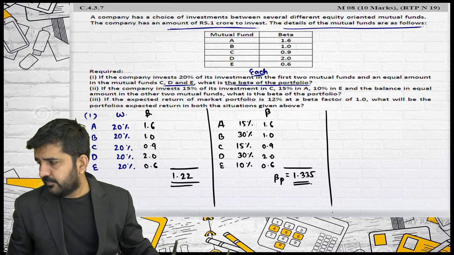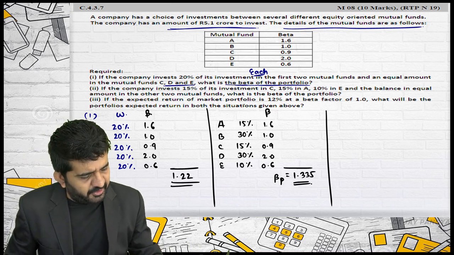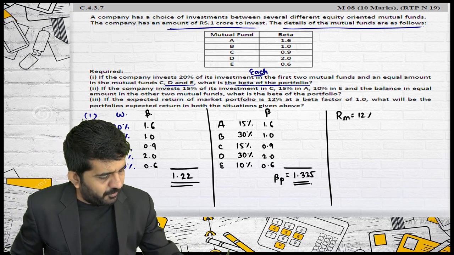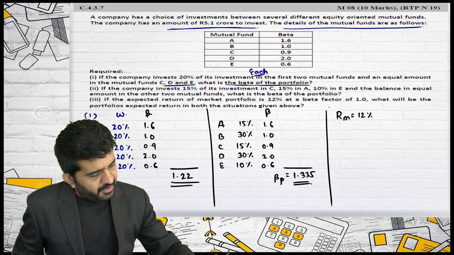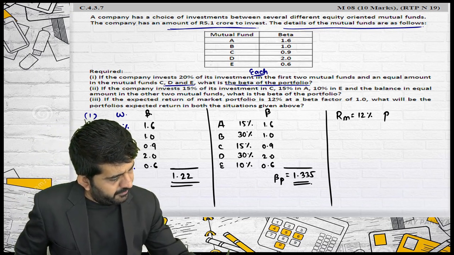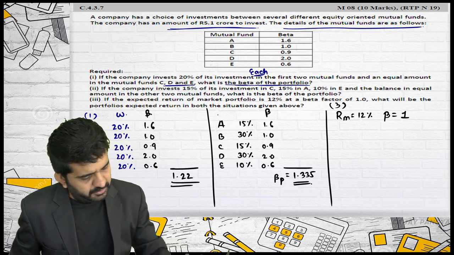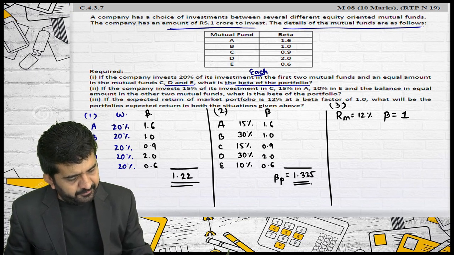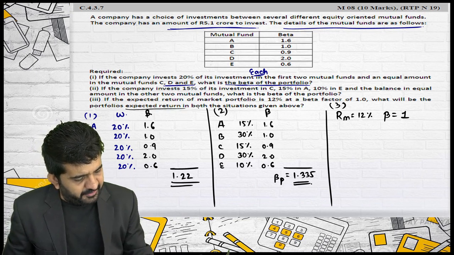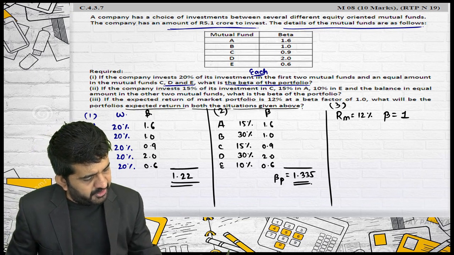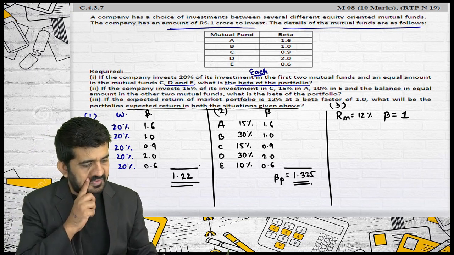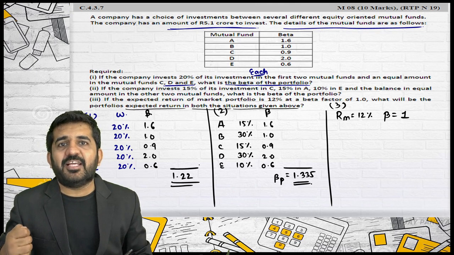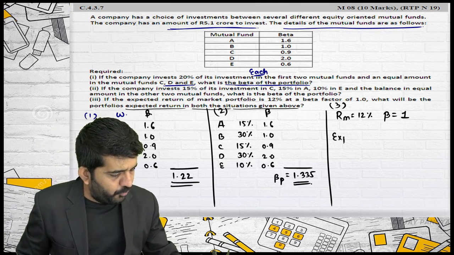Third, if the expected return of the market portfolio is 12%, so RM is 12%. A beta factor of 1. This is the third question, this was the second one. What will be the portfolio expected return in both the situations given below? Alright, try to concentrate. I am finding the expected return of the portfolio.